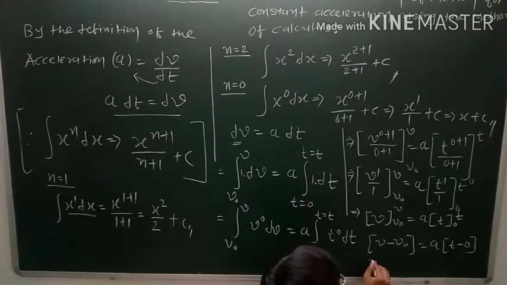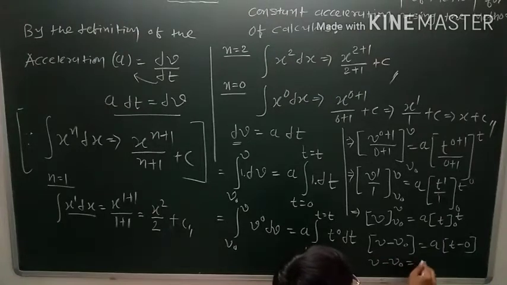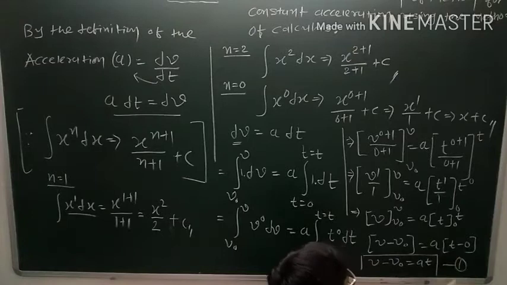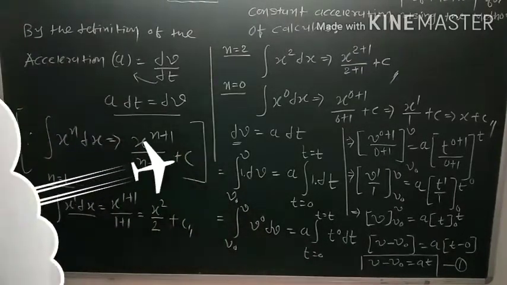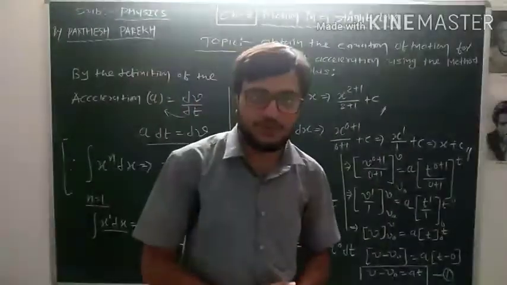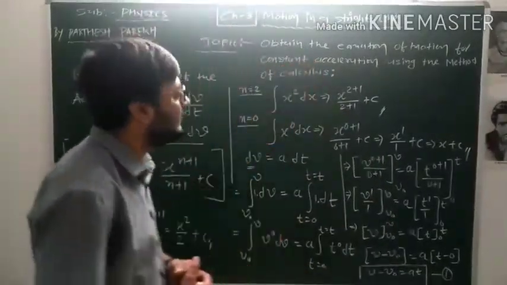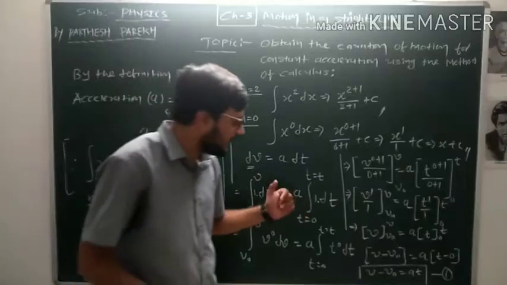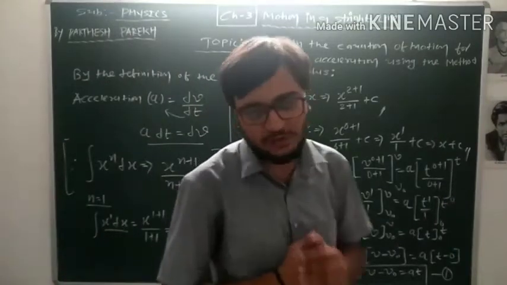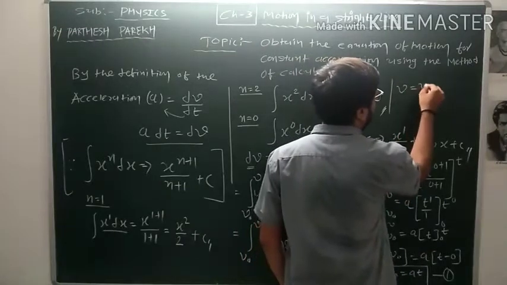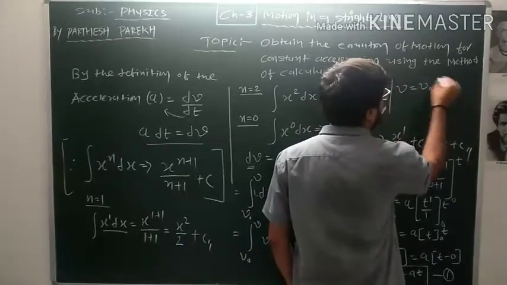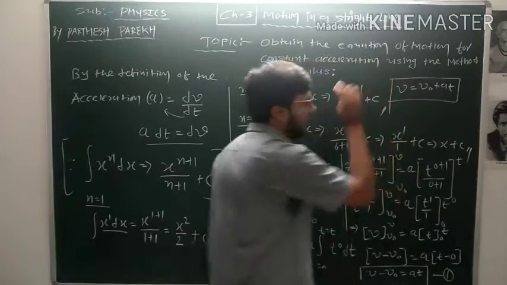So finally we get the answer, that is the first equation of motion for constant acceleration. That is how the first equation of motion for constant acceleration is derived: v minus v naught is equal to at. So simply we can write v equals v naught plus at. That is the first equation of motion for constant acceleration.